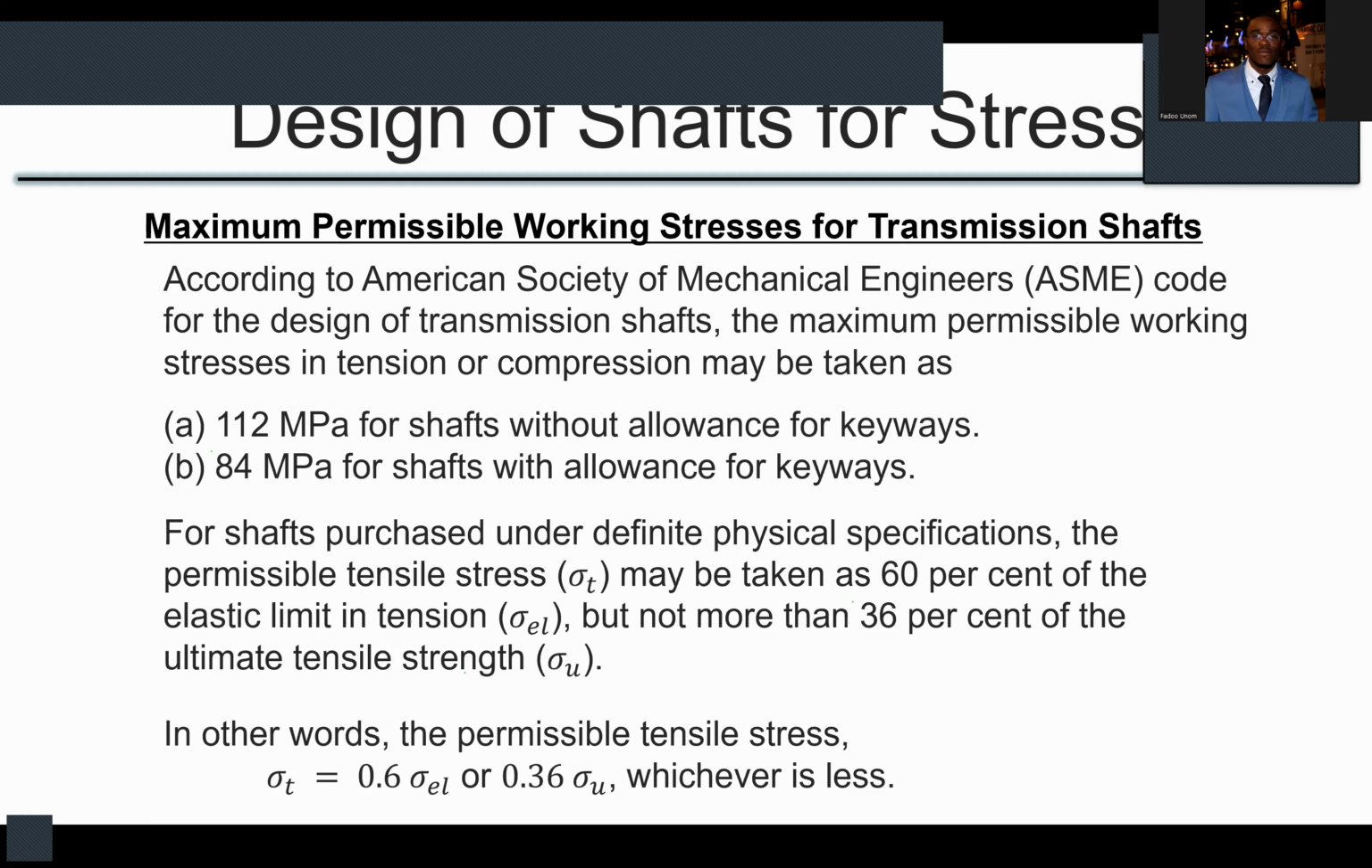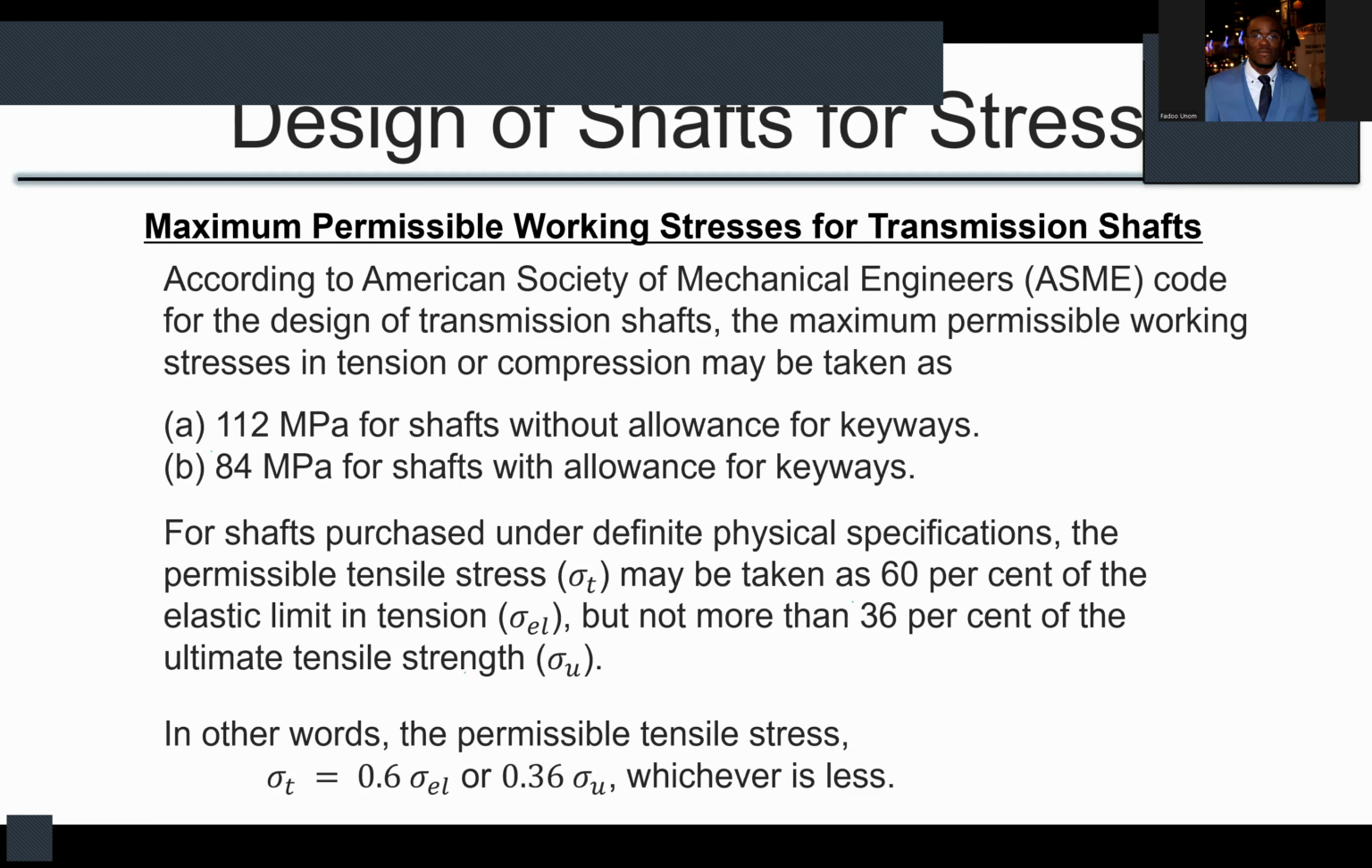But if you have the material properties, the physical specifications are there, you know the ultimate tensile stress, you know the elastic limit in tension, we will take 60%, 0.6 of the elastic limit in tension, right? And then we also take 36%, 0.36 times the value of the ultimate tensile stress.